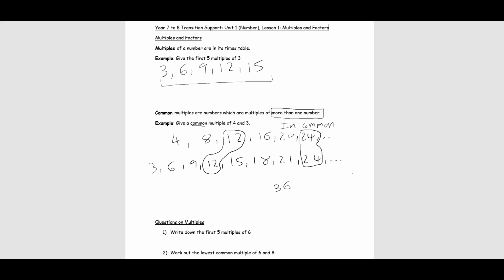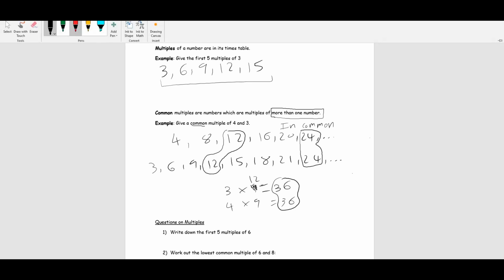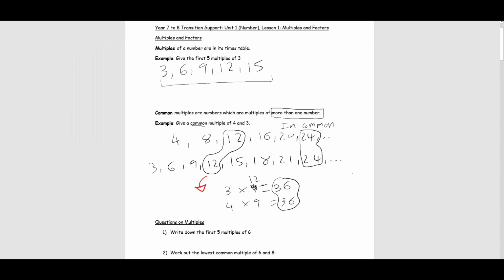So I know 36 is in the 3s. 12 times 3 is 36. And then 4 times 9 is 36. So we could also say that 36 is a common multiple. But 12 is special. 12, and you may remember this, is the lowest common multiple. And we write that, because we use it so much, we write it the LCM. So 12 is the LCM of 3 and 4. And that is really important. We use that in lots of problems.